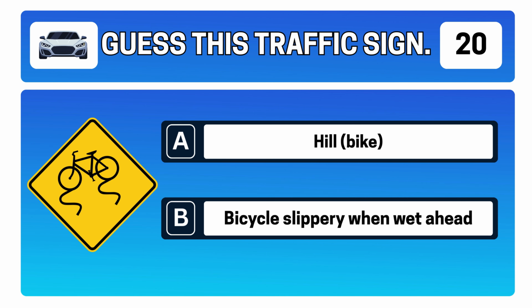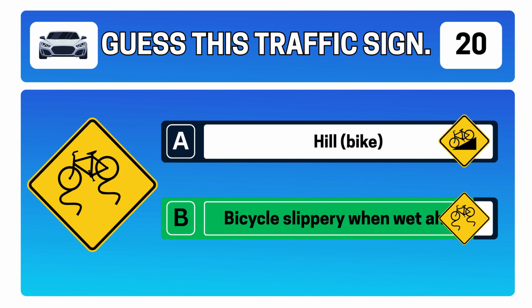What is this traffic sign? A. Hill, bike. B. Bicycle slippery when wet ahead. Exactly. It is the bicycle slippery when wet ahead sign.